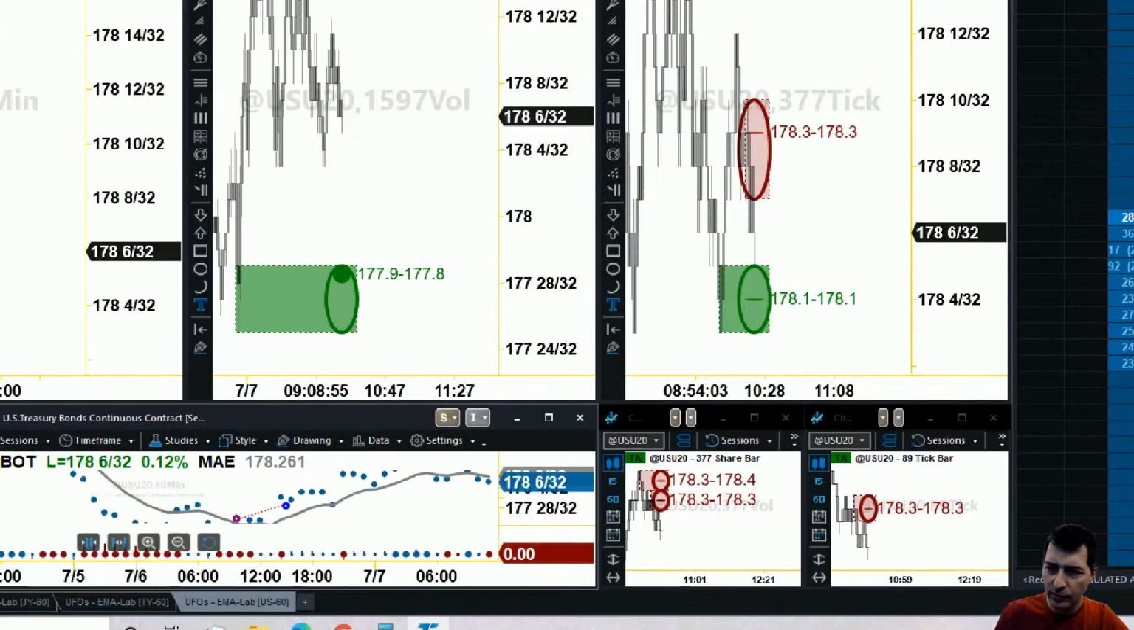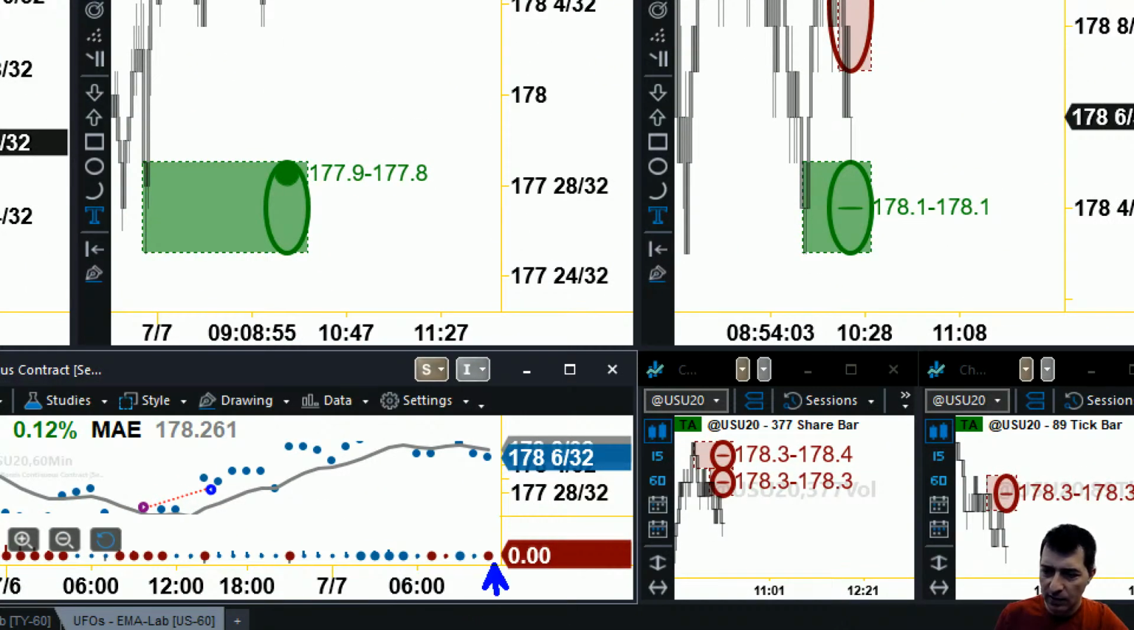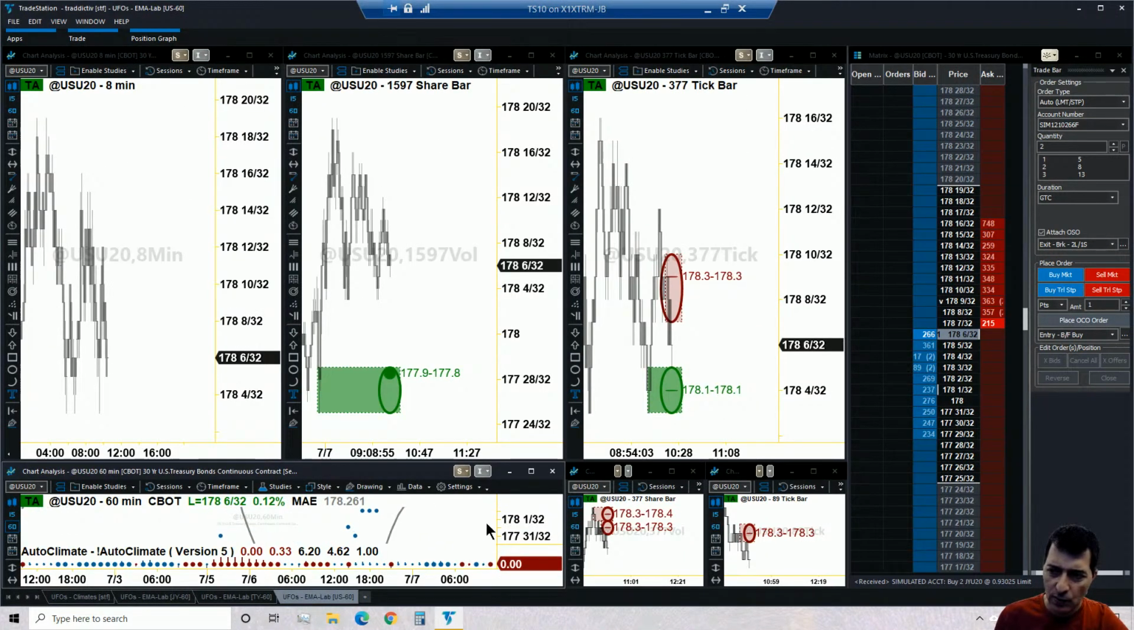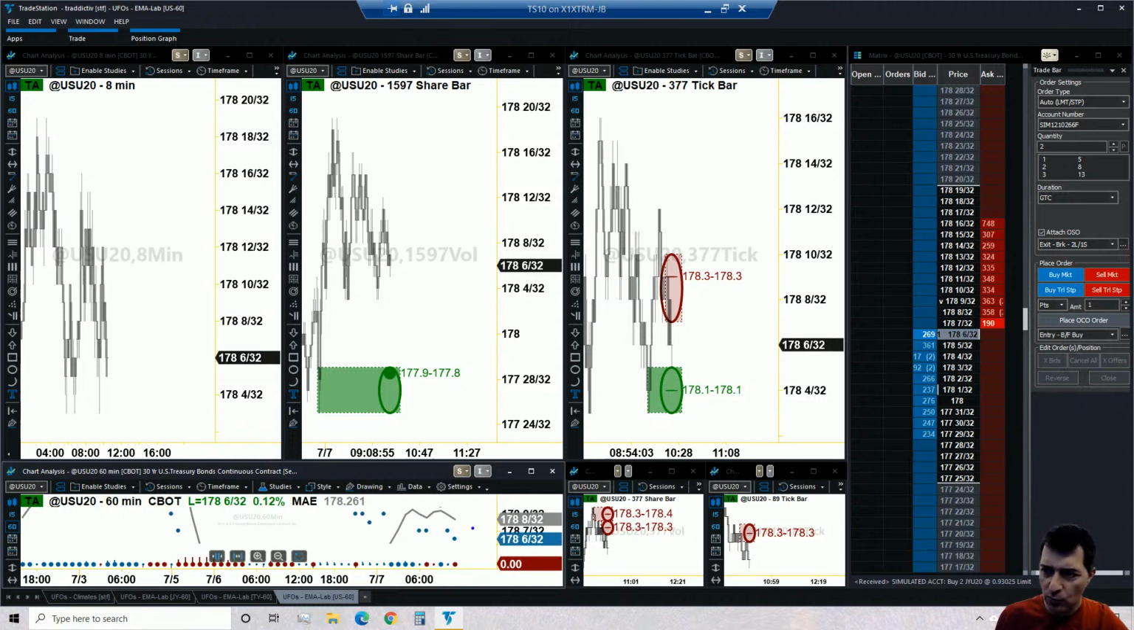First, climate. Let me zoom in. Okay, so what do we have? Confirmed climate, red dot. So we want to be sellers of the 30-year bond. What is the average price that we are looking for as a reference? Okay, so 178.830 seconds. That is the reference price. Okay, and 830 seconds is here, so we don't have anything red. 830 seconds is here, we don't have anything red. 830 seconds is here, and we do have a red UFO.